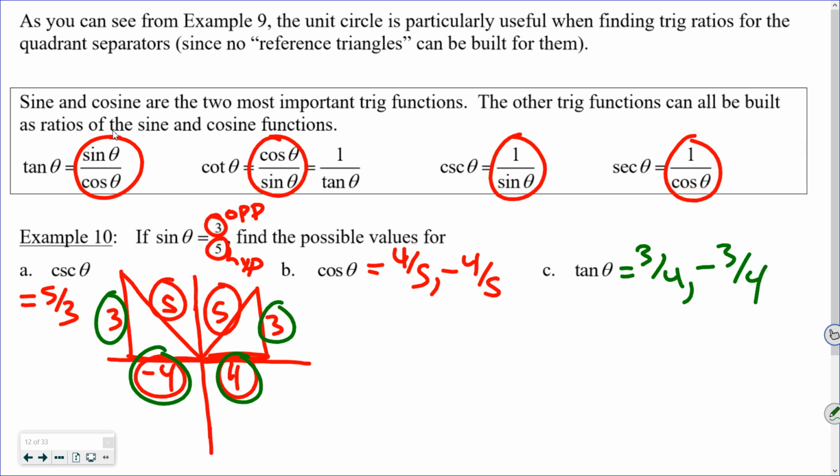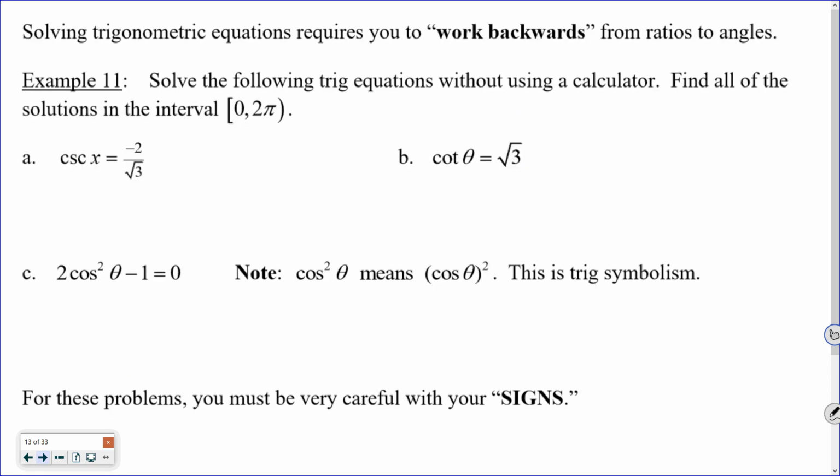So if you can draw those triangles to solve that, but make sure you take into account that a lot of times, just because the sine is 3/5, it doesn't tell us what quadrant it's in, because I could get the sine being 3/5 there, positive 3 over positive 5, or we could get it right here, positive 3 over positive 5. They both work fine.